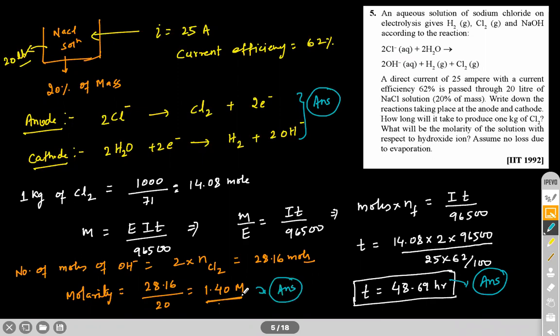Okay, so this is the fifth one that we have discussed. I hope you have understood this. It's just the basic concepts of equivalence, equivalent mass and all, so that we can convert those masses into number of equivalents, then equivalents into moles, etc.